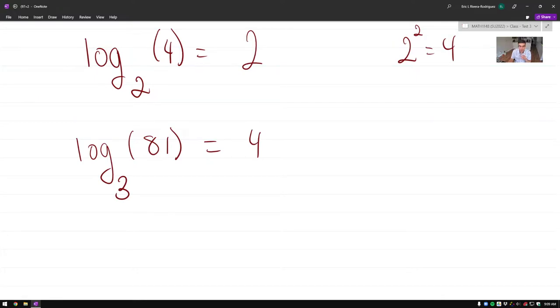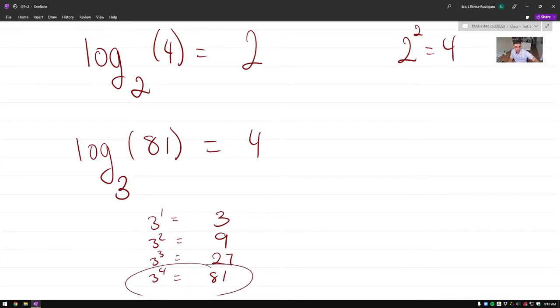So we always need to think in terms of the power of the base. So we have 3. 3 squared is 9. 3 cubed is 27. And 3 to the power of 4 is 81. So that's why we have 4 as the result.